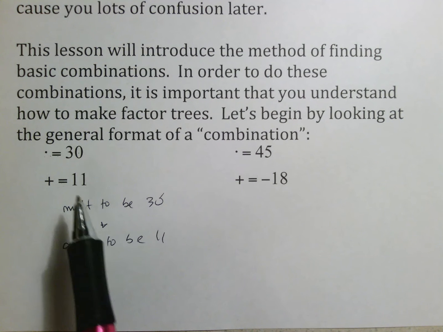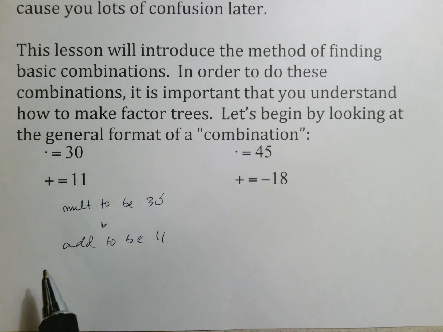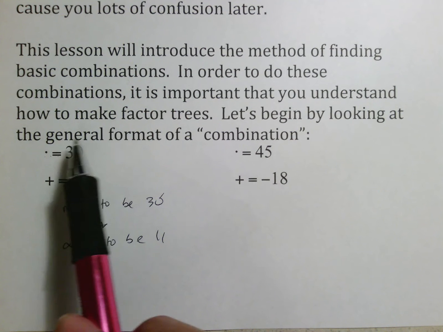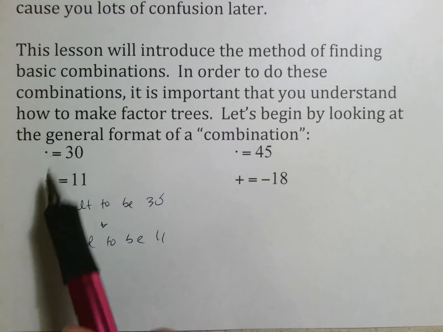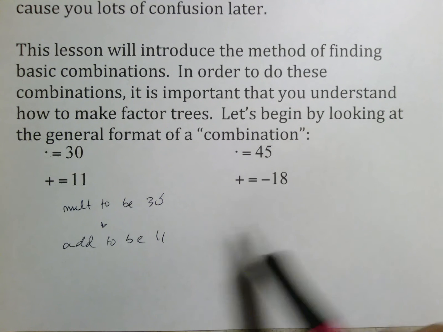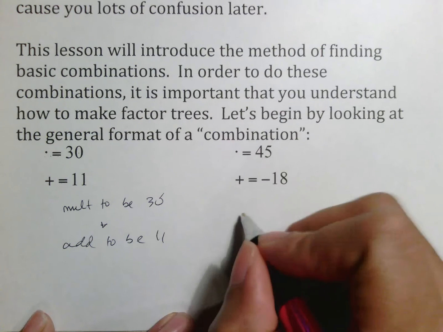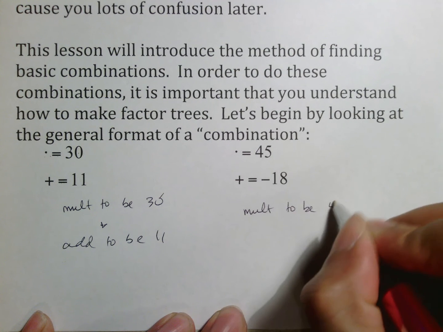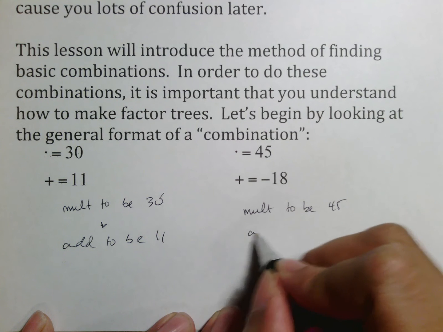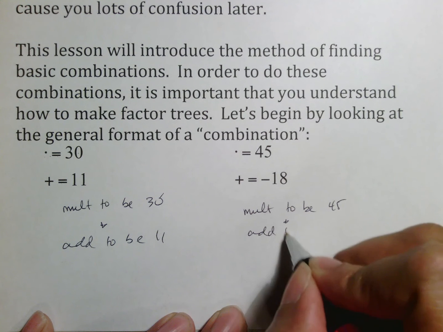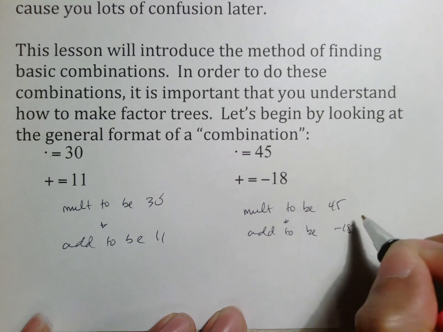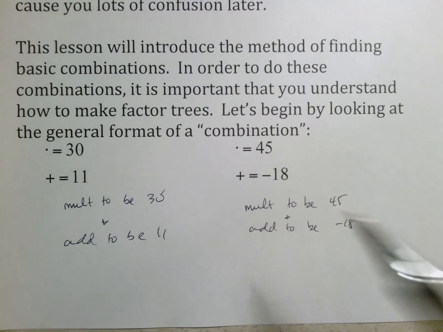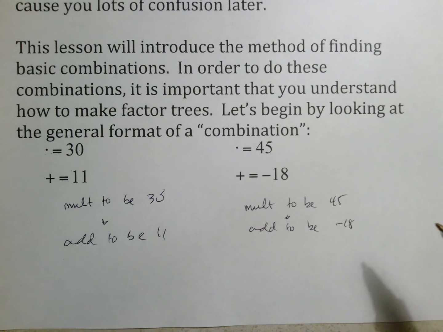We're not going to solve it right now, but you have to understand what it's asking for. If this is a puzzle, this puzzle is asking me to find two numbers that multiply to be 30 and add to be 11. This puzzle over here is asking me for two numbers that multiply to be 45 and add to be negative 18. And again, this is just another puzzle that the problem wants us to solve.